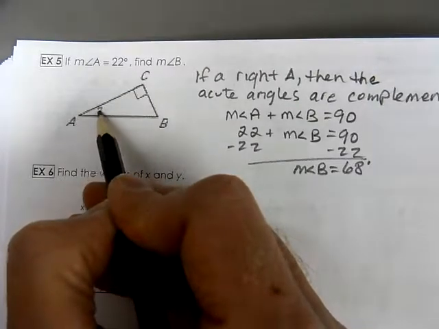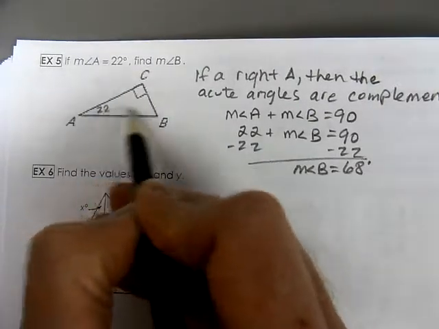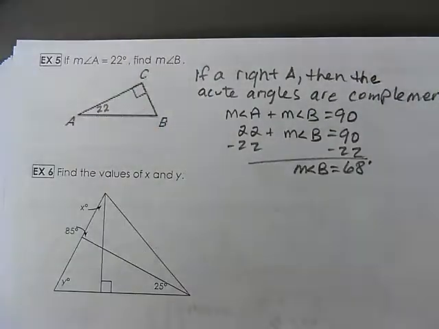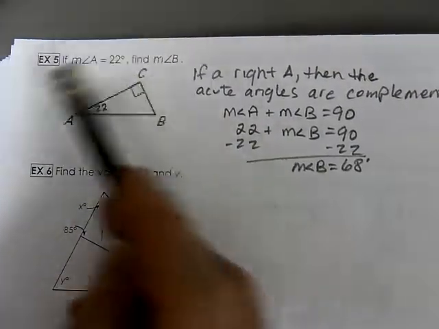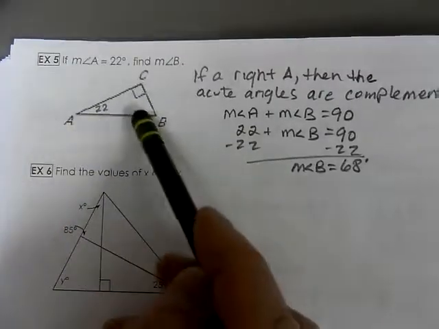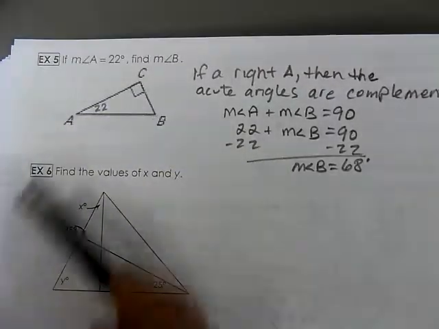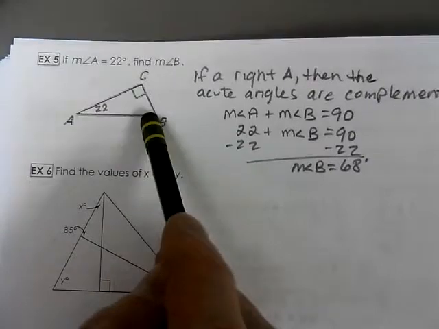So here we have 22, and we solved for this angle. Some people just like to say 180, plug in your 90, plug in your 22, and you figure out that you get 68. You can also just treat that as both of these have to add up to 90.